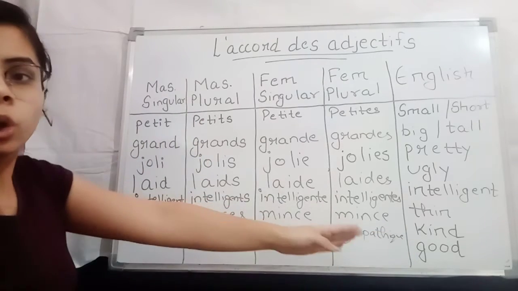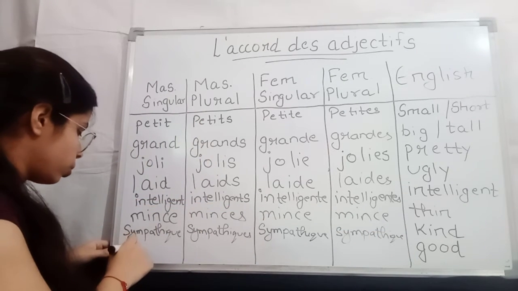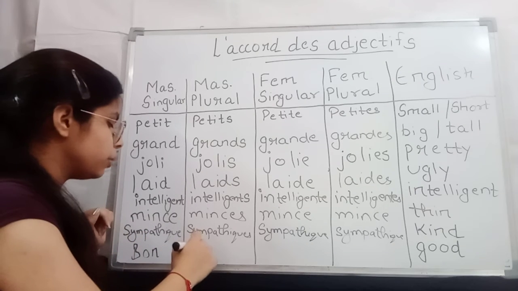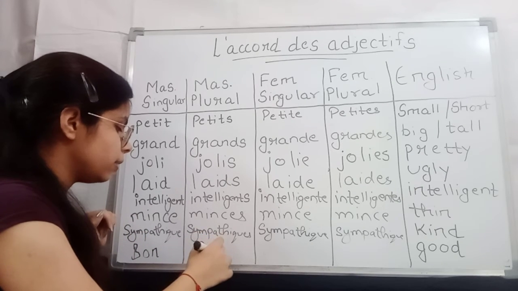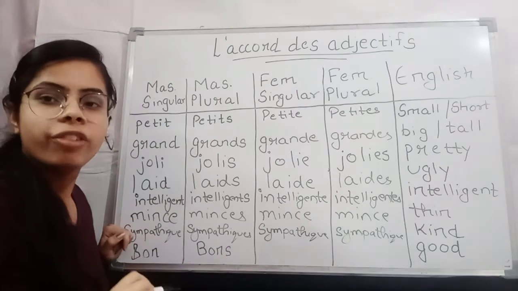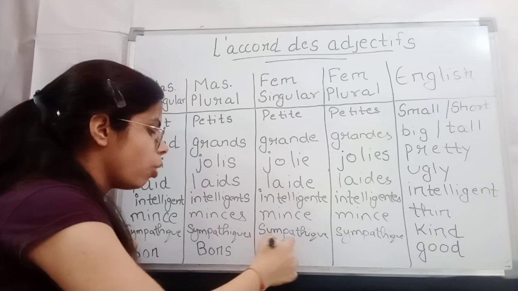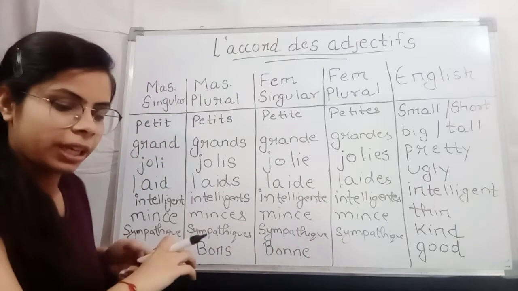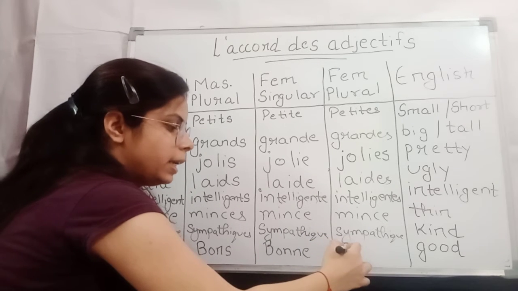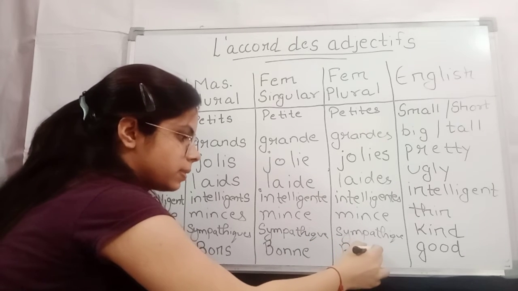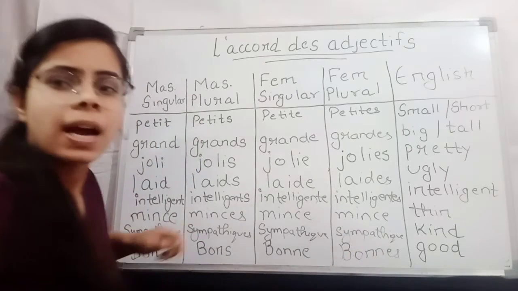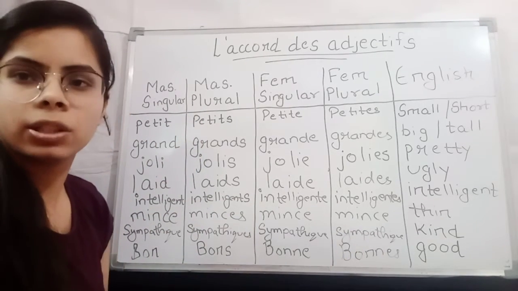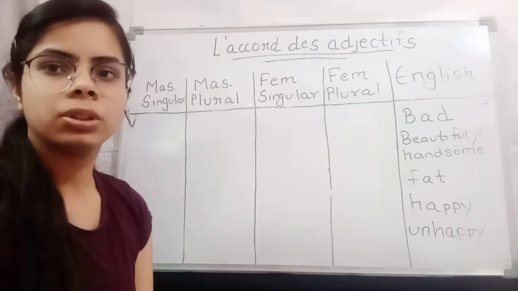For the word good, it is bon. B-O-N. If we have to make it plural, we just have to add an S. For feminine, it is bonne. And to make it plural, we just have to add an S. These are some common adjectives that are used on regular purpose. Let's look at some more adjectives.